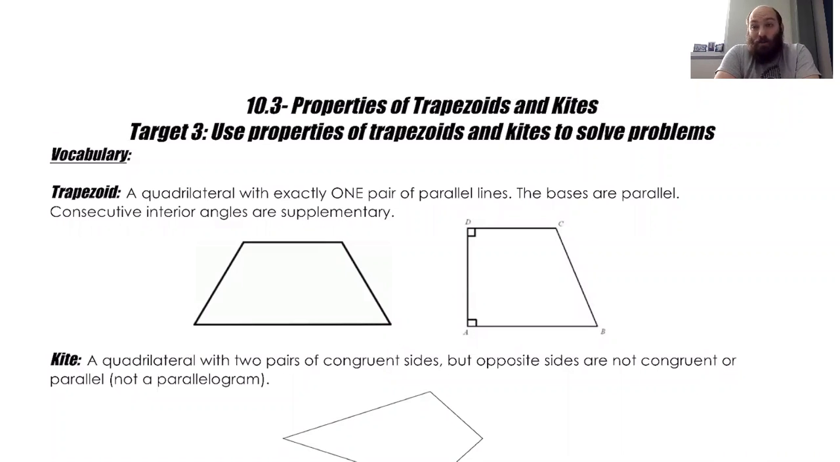Today we're going to be talking about 10.3, properties of trapezoids and kites. These are our last two types of quadrilaterals we're going to look at. They're a little bit different from our parallel lines, or our parallelograms, I should say.